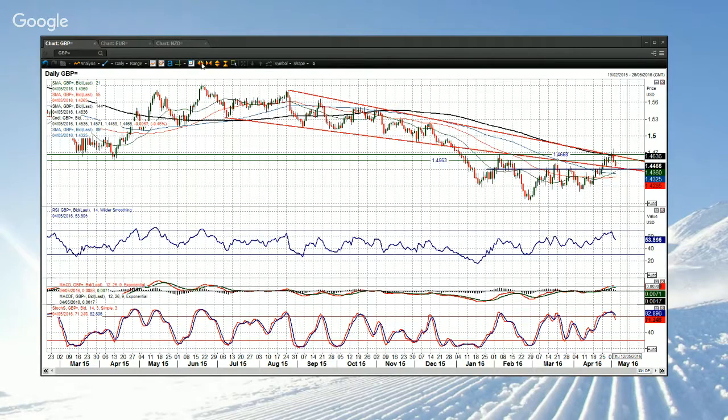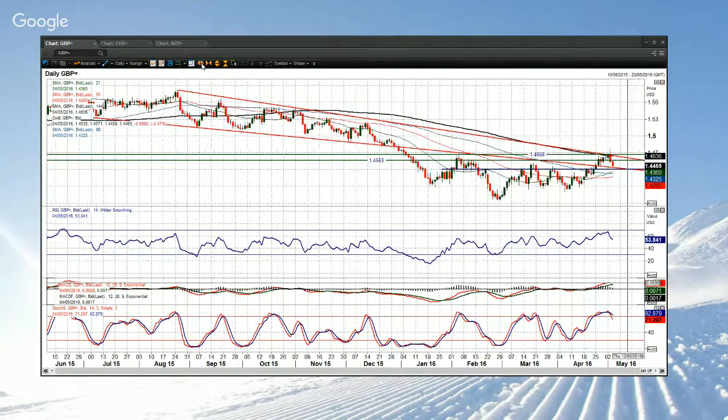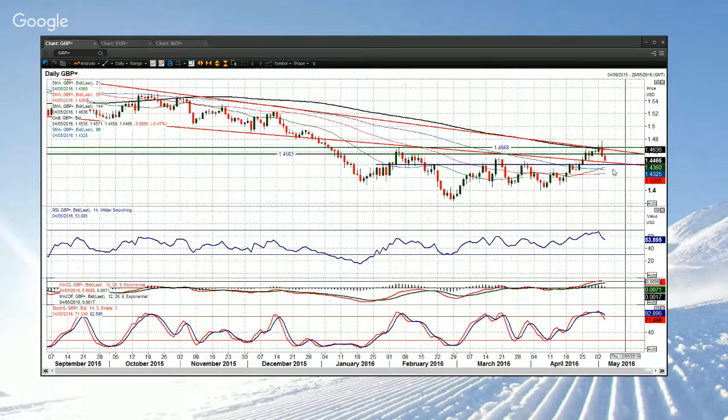Near term, as I said, you could get some correction, which seems to be continuing today. You're down like 65, 67 ticks. But I think that ultimately the UK is going to vote to stay in the European Union, and I think that's going to drive a sterling rally.